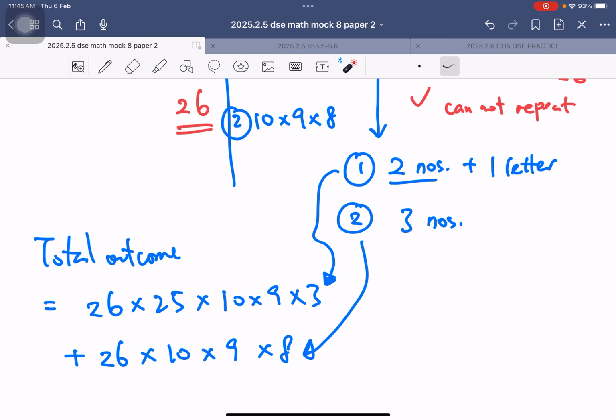So the probability question is not that hard. Try to think about it, compared with some algebra questions. Okay, so I want to finish.